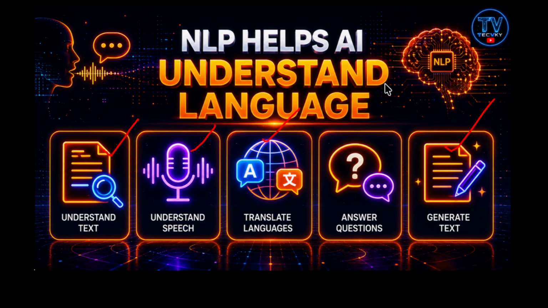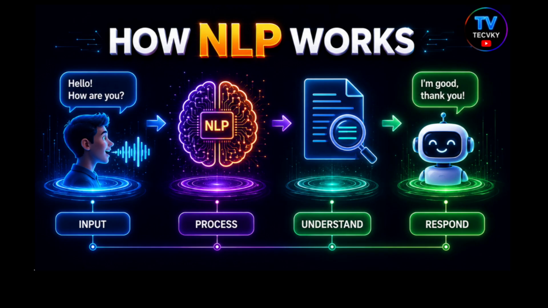This combination of understanding and generation is what makes modern AI assistants feel intelligent and conversational. Okay, so now we understand how NLP works. NLP deals with both written and spoken language. It includes tasks such as language understanding, speech recognition, translation, text generation, and sentiment analysis. When you ask a question to an AI chatbot, NLP helps the system understand your intent and generate an appropriate response.